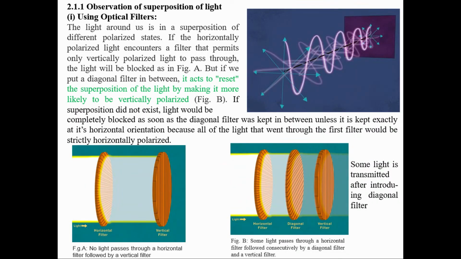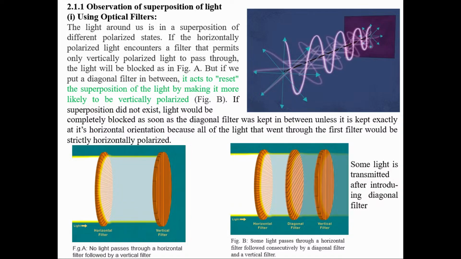And so what is actually superposition? Can we really see it? Yes, you can at least sense it. The light around us is nothing but the superposition of different polarized states of light. It may be horizontal, it may be vertical, it may be diagonal, and so on. It is a mixture of all such polarized waves.